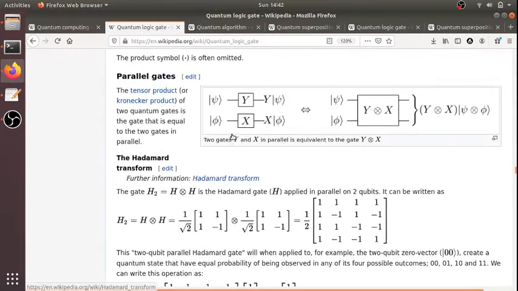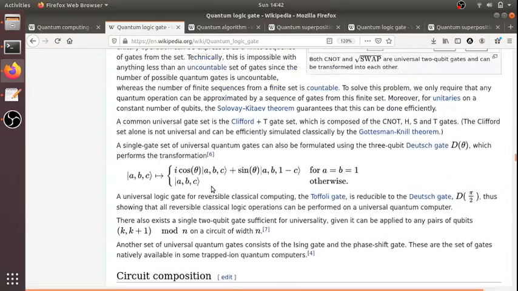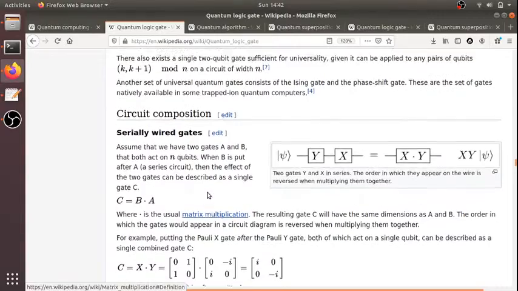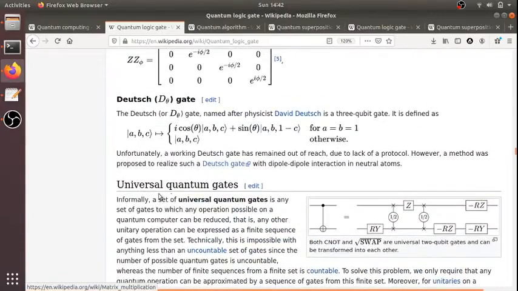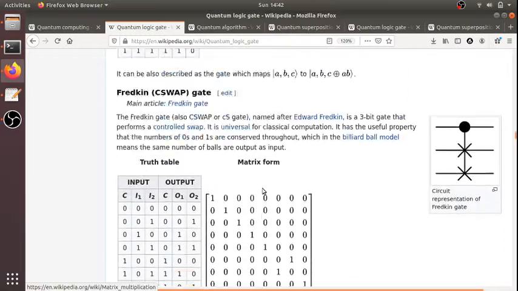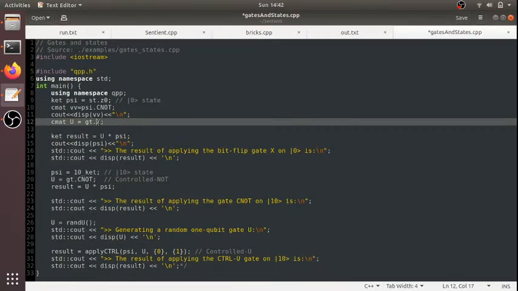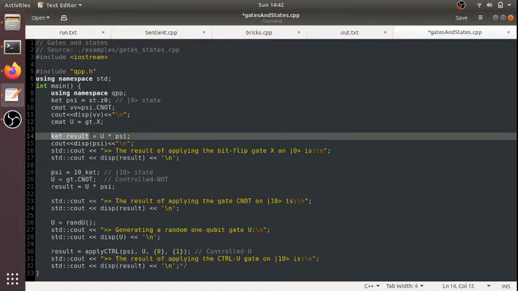And what is this? The Hadamard transform, parallel. Wow, serially wired gates. Universal quantum gates and Ising ZZ coupling gates. Wow, what are these things? How do I add? If I put a dot, if X, this is the gate X, right? CMAT U gate dot X, and then we do get result U into what did it do?